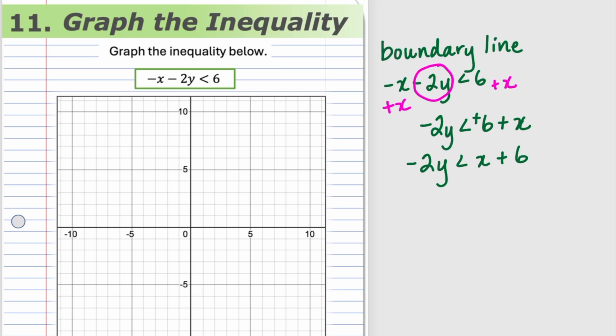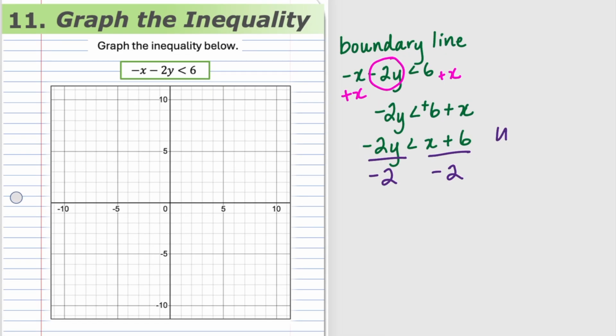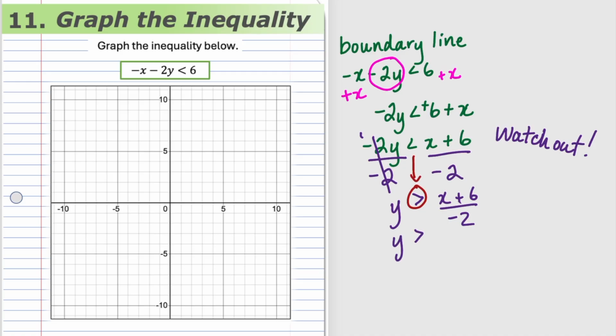We can rearrange as long as we keep the plus. And now we'll divide by -2. What we do to one side, we do to the other. The rule is when you divide by a negative and you're working with inequalities, you need to switch the sign. We'll have y is greater than (x plus 6) all over -2. There's the greater than. Looks different. Y is greater than -1/2 x minus 3.